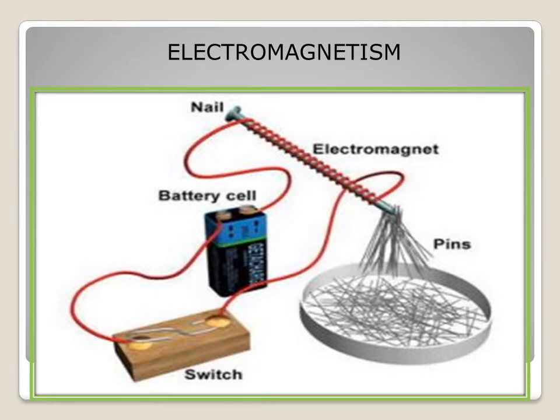So in this slide we have electromagnetism, that is, you have a nail, an electromagnet, a cell which converts electricity to magnetism, or you can say both of them are interrelated, because electromagnetism is one of the most important branches of physics. The technological developments of the modern 21st century are primarily due to the understanding of electromagnetism.